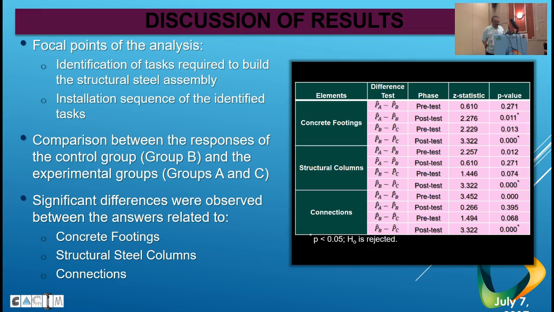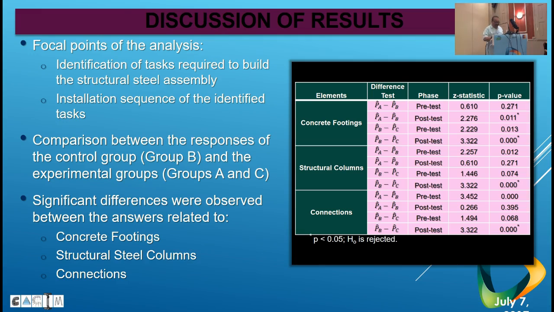Comparison between the responses. For the test question, for example, we said, for the list of possible tasks required to build a structural steel assembly generated in question 2, please organize and order the most suitable installation sequence within the construction process. So they had sequences randomly sorted, and they had to arrange them in the proper sequence.